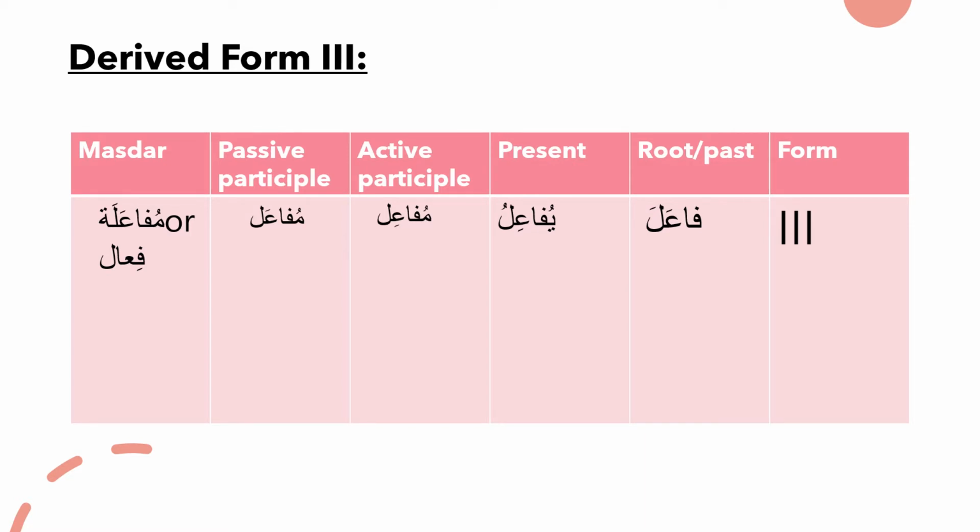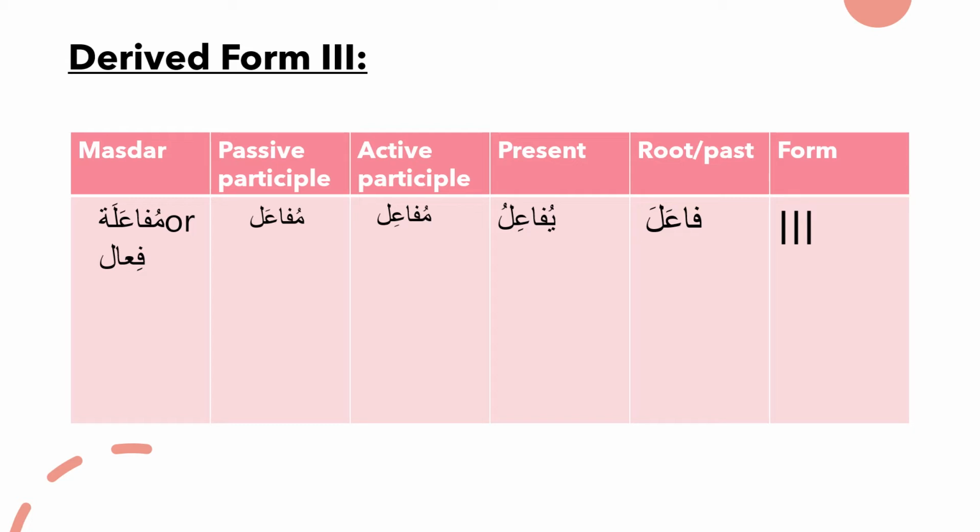So here we have our forms of the verb. If you're not too sure what all of these forms mean, then you can go back to my previous videos where I've explained them a little bit more. But as we can see, each one has this alif in it, which is really important. That's the thing that defines Form 3.